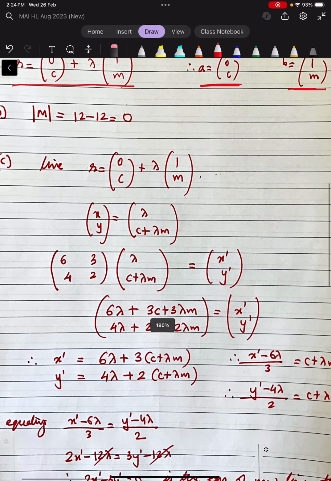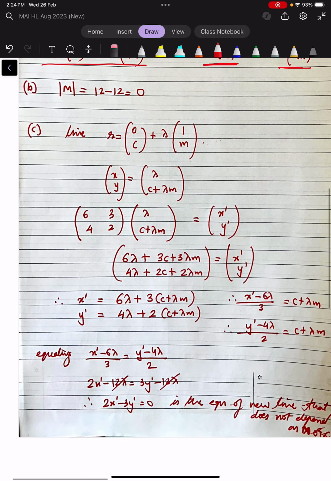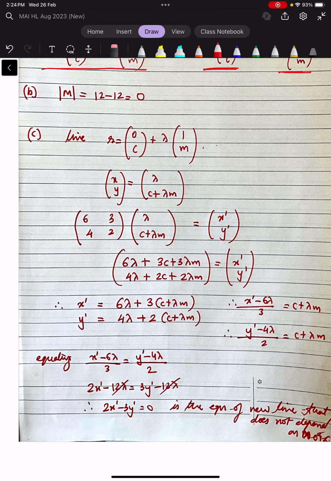So I start with the equation of the line. r is equal to (0, c) plus lambda (1, m), combining that, we get (lambda, c plus m lambda). Now to carry out any transformation, you multiply your matrix by your (x, y). You get the transformed coordinates (x dash, y dash). So x dash, y dash are basically the new coordinates.